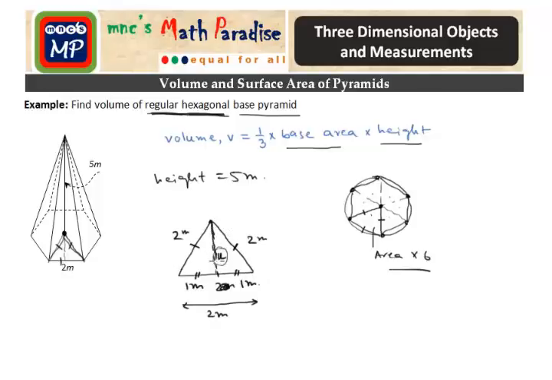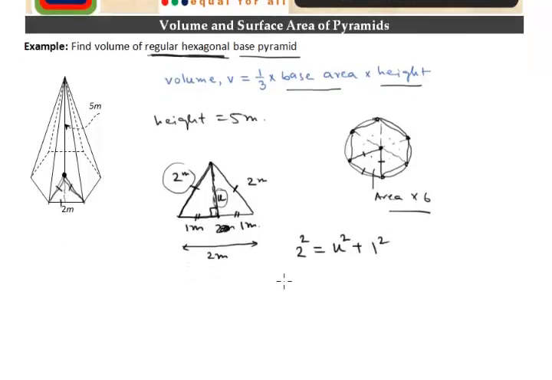Now if we use this small triangle, where this is a right angle and this is the hypotenuse, using Pythagoras theorem, hypotenuse square, that is 2 square, equals this arm's square plus this arm's square. This one is U, this one is 1. So it will be U square plus 1 square. 2 square is 4 and 1 square is 1. So if we take this to the other side, it will be 3. So U square is 3, so U will be square root of 3, which is 1.73 meter.